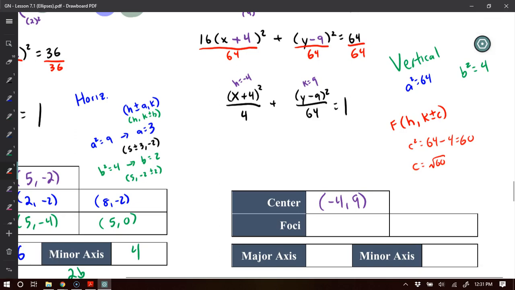Which, if you look at that, we can look at it as the approximate, or we can simplify the radical for it, which is around 2 square root of 15. As a decimal, that's about 7.7. So I have my formula.